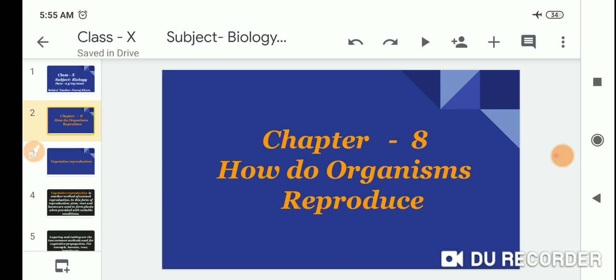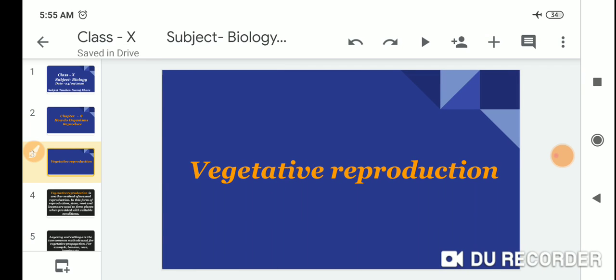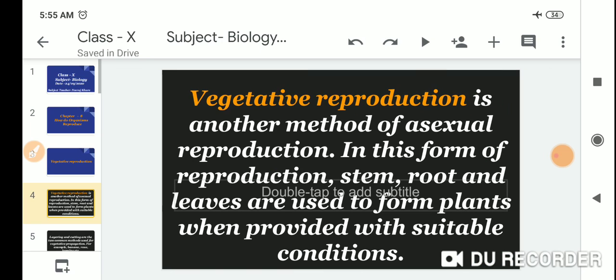So dear students, let me start chapter 8, how do organisms reproduce, and today's topic, vegetative reproduction. Vegetative reproduction is another method of asexual reproduction. In this form of reproduction, stem, root and leaves are used to form new plants when they are provided with suitable conditions.